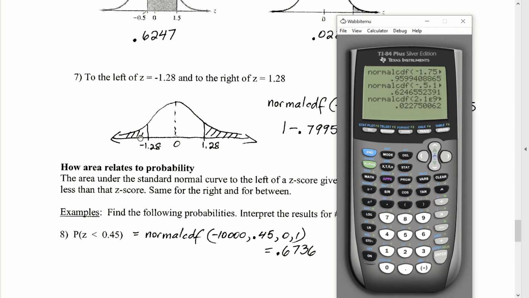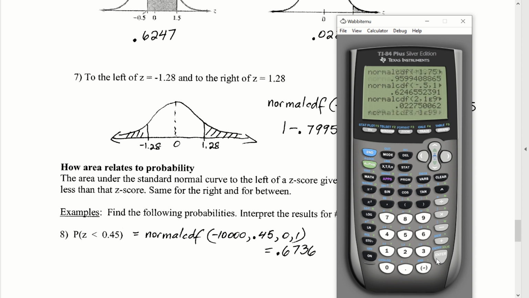I personally kind of always like to do twice the lower tail area, just what I'm used to. So I'm going to do it like this. I'm going to do second distribution. I'll go down to normal CDF. If I want the area in just this lower tail itself, the lower bound is negative 1e99. The upper bound is negative 1.28. It's still a z-score, so 0 and 1.